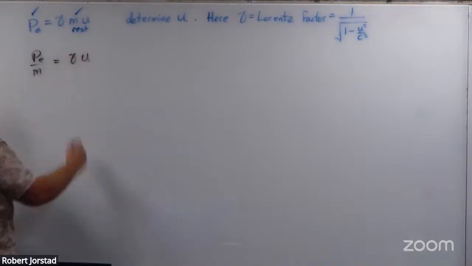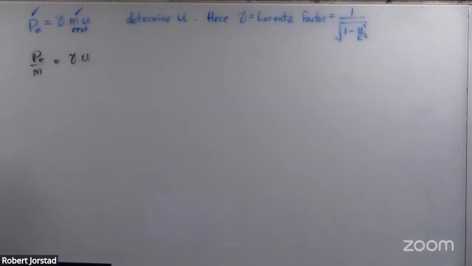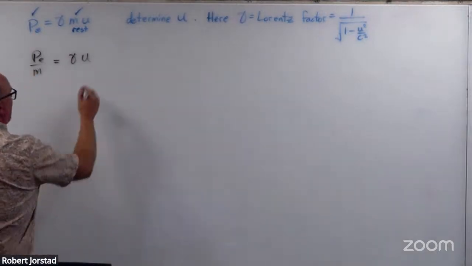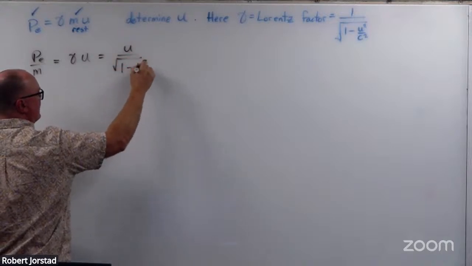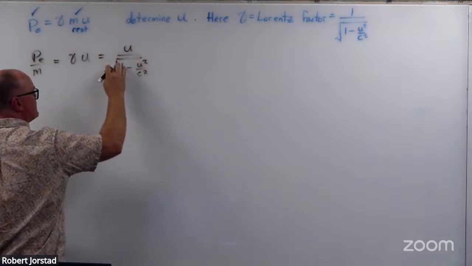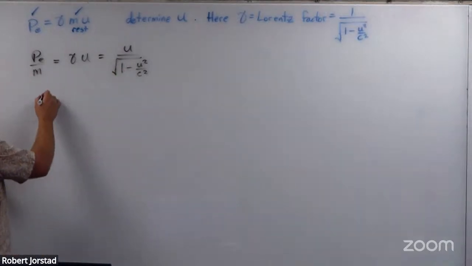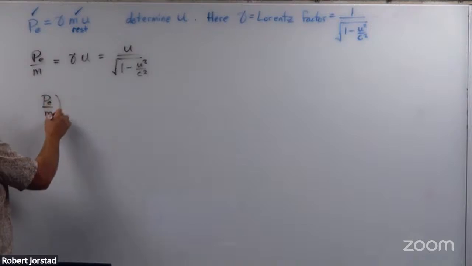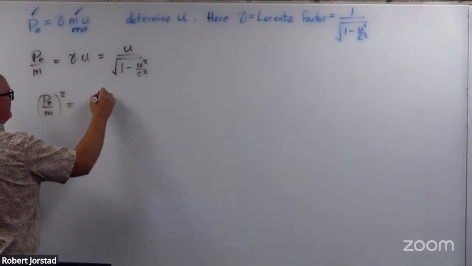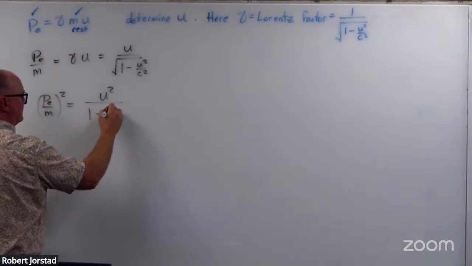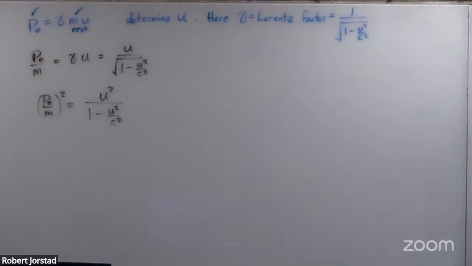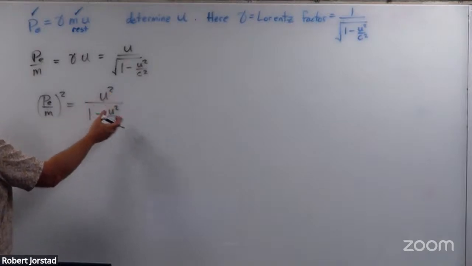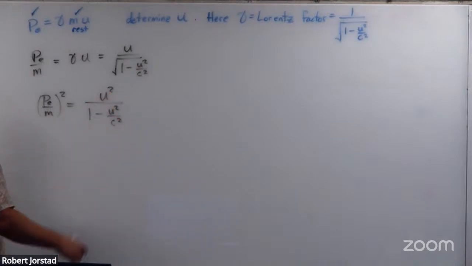gamma U. And now we could do a bunch of different things. I see that there's a square root in there. Maybe I'll actually write this out, U over the square root of 1 minus U squared over C squared. I'm going to square both sides. At this point, the problem should be easy, right? It's just solving for U. And you can see that I've got a U squared here, a U squared there, cross multiply, group like terms, you should be there.